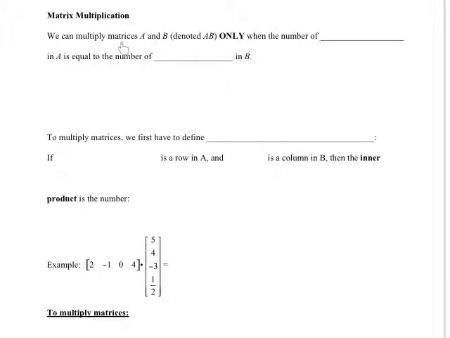We can multiply matrices A and B, denoted AB, only when the number of columns in A is equal to the number of rows in B. So the order matters. I'm talking about A first and then B. We can multiply in that order only when the number of columns in A is equal to the number of rows in B. So here's what this looks like.